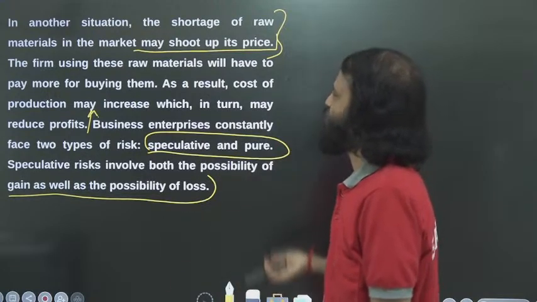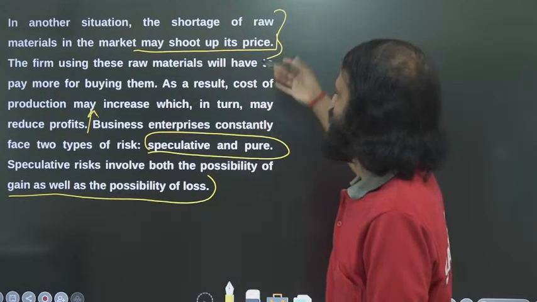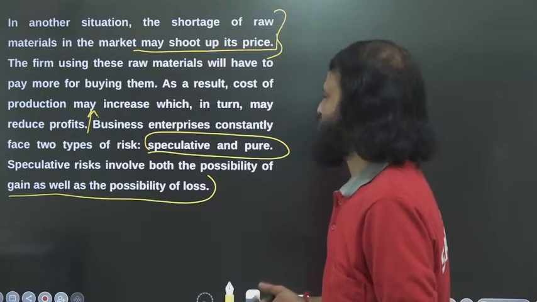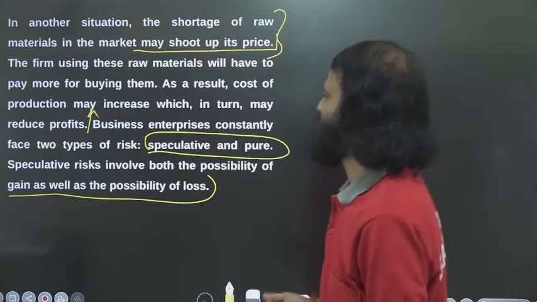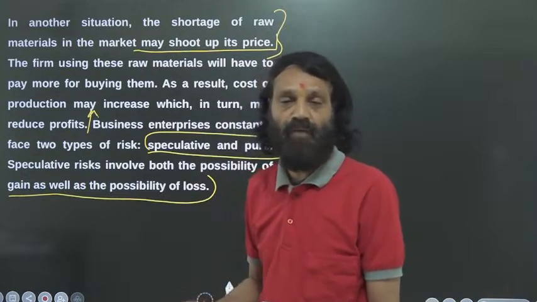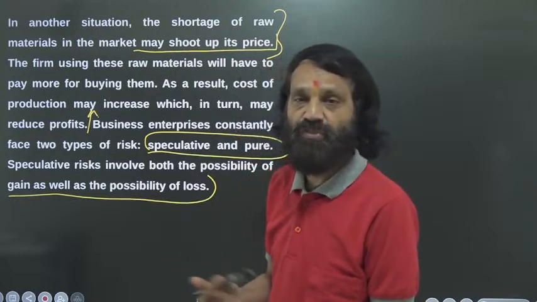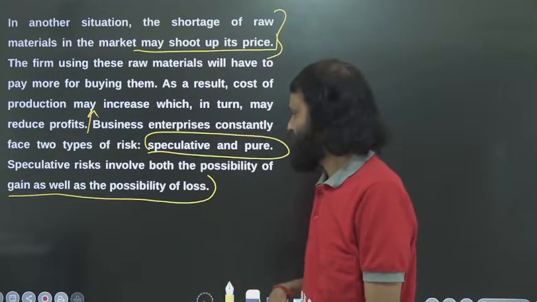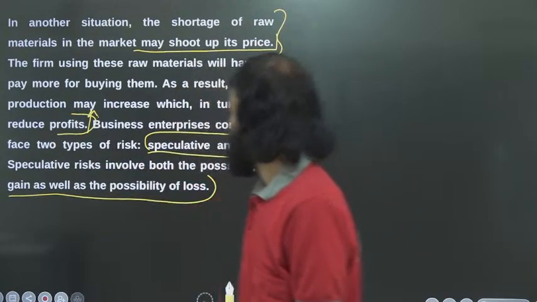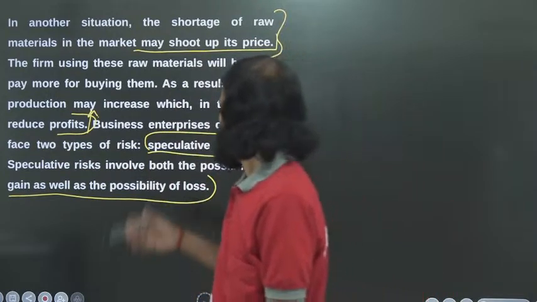Here in this paragraph we understood that the availability of raw materials can decide the profit. If the raw materials are available, then profit is actually more. If there is a shortage in raw materials, what will happen? The finished products' rate would be very high, so people may not buy more products. Then the owners' or producers' profit will be very less. So, both speculative and pure risk are there.